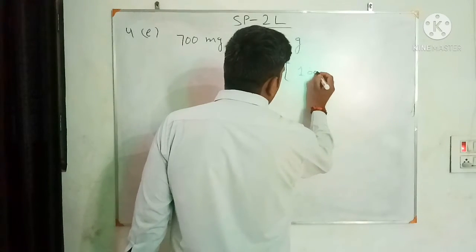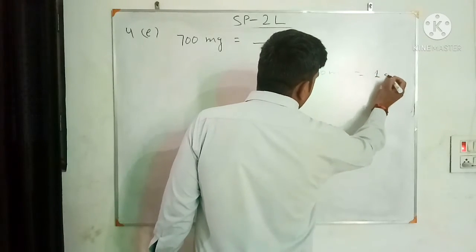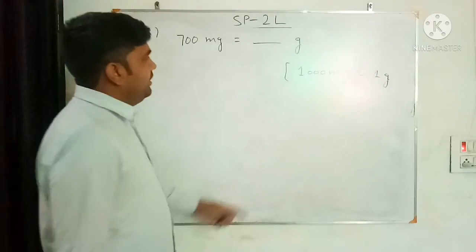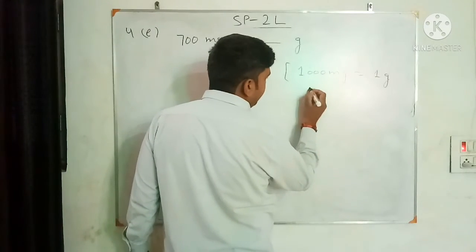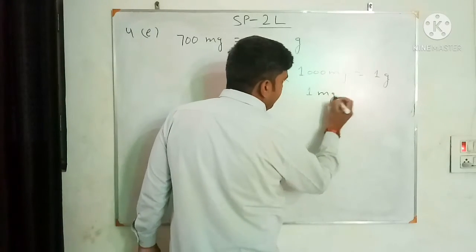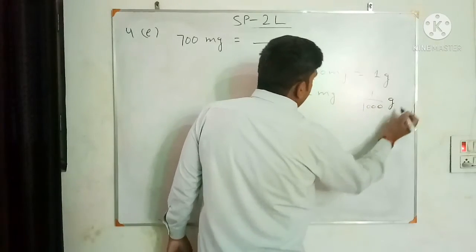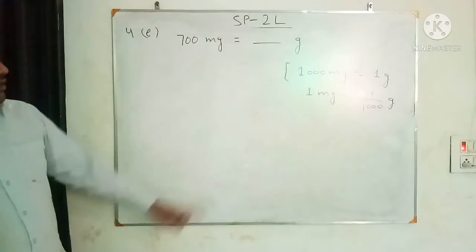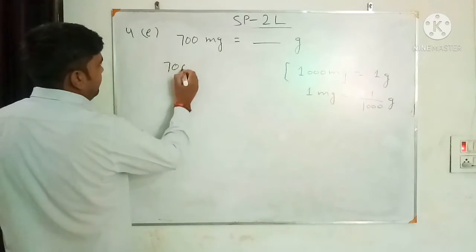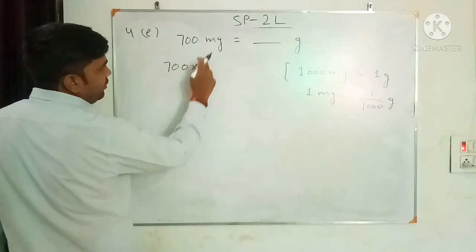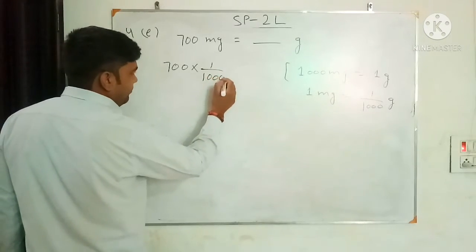that 1000 milligram (mg) equals 1 gram, and we have to convert milligram into gram. Then 1 milligram equals how many gram? Transfer this 1000 to the right hand side. That is, 1 milligram equals 1 by 1000 gram. So in the place of milligram, we write 700 into 1 by 1000 gram.